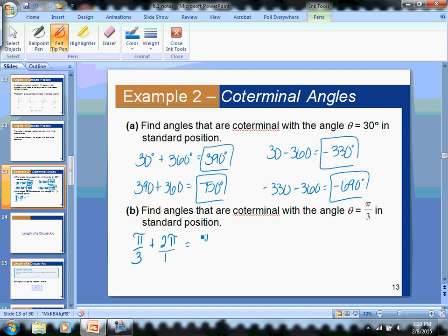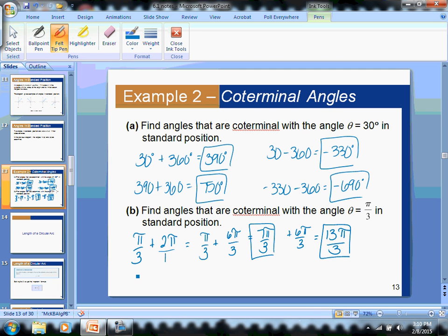So remember, this is pi over 3 plus, see, my denominators would both have to be 3's. So this would be like 6 pi over 3. So 6 over 3 is the same as 2 over 1. Okay, so that's how I would get 7 pi over 3. So pi over 3 and 7 pi over 3, those are coterminal. And we could keep adding. We could add another 6 pi over 3, and that would get me 13 pi over 3.